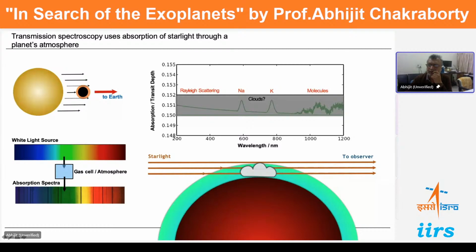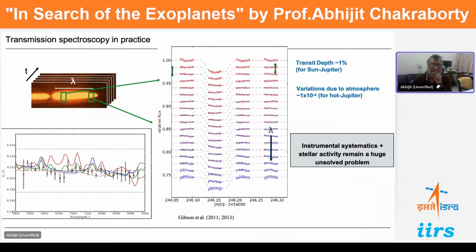So the starlight to the observer actually shows some absorption features because of clouds, or whatever atmospheric elements are present in the planet's atmosphere. And if you study that in detail, then you may have a chance to understand the chemistry that is going on in the atmosphere of a distant planet. So that is how it is done.